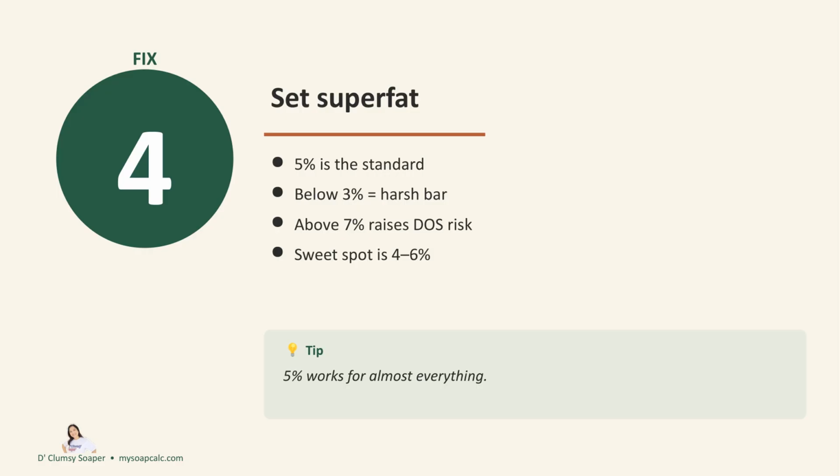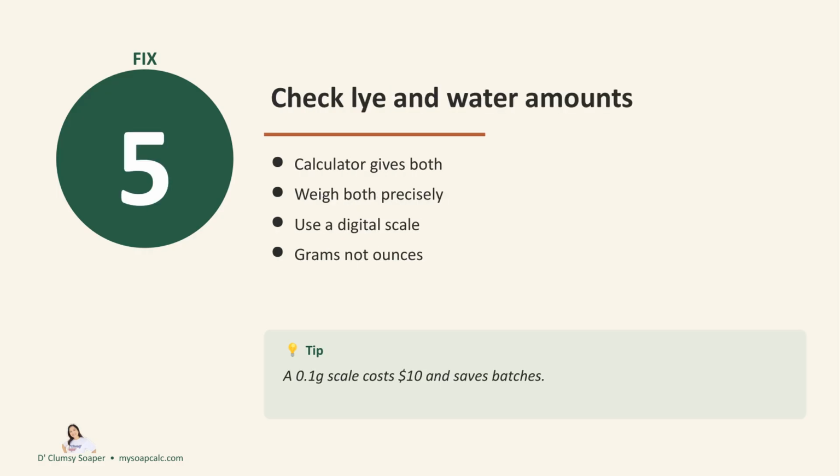Now let us talk about checking your lye and water amounts, because this is where a lot of home soapers make costly mistakes. Your lye calculator gives you both numbers, and your only job is to weigh them precisely. Use a digital scale, and here is something I feel strongly about. Work in grams, not ounces. Ounces are just too coarse for accurate measurement. A scale that reads to 1/10 of a gram costs around $10 and can genuinely save entire batches.